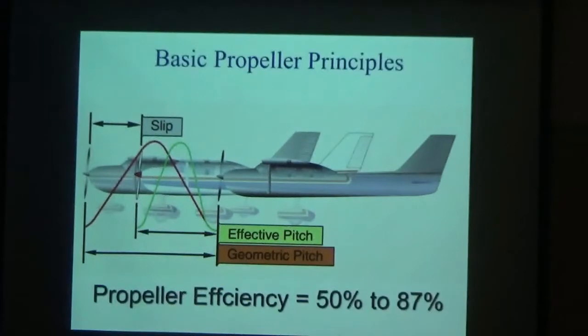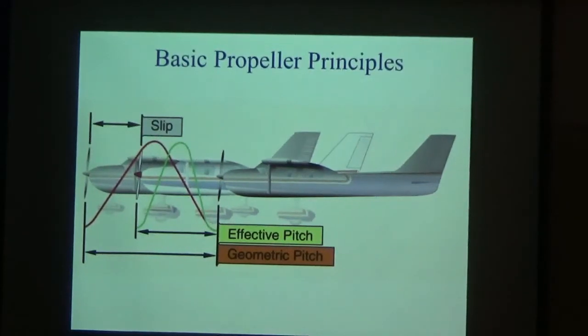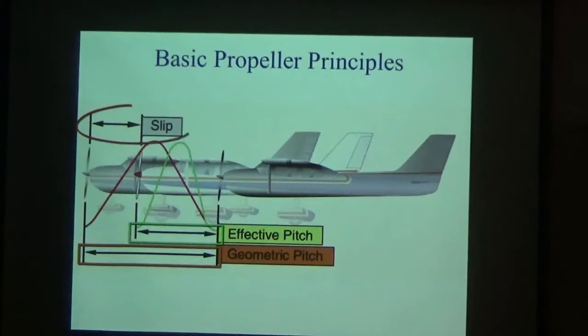Propeller efficiency can range anywhere from 50 to 87% depending on how much it slips. Propeller slip is the difference between the geometric pitch of the propeller and its effective pitch. Geometric pitch refers to the theoretical distance a blade should travel through the air, and the effective pitch is the amount the blade actually travels. If the effective pitch is shorter than the geometric pitch, the propeller travels through the air too quickly, and that is referred to as slip.